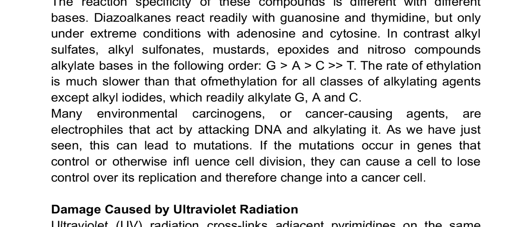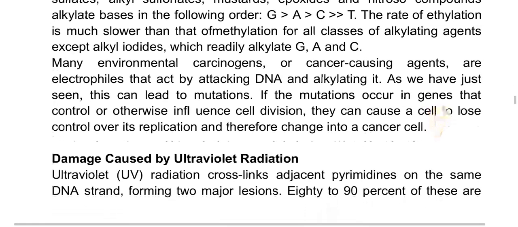Many environmental carcinogens, or cancer-causing agents, are electrophiles that act by attacking DNA and alkylating it, as we have just seen. This can lead to mutations. If the mutations occur in genes that control or otherwise influence cell division, they can cause a cell to lose control over its replication and therefore change into a cancer cell.